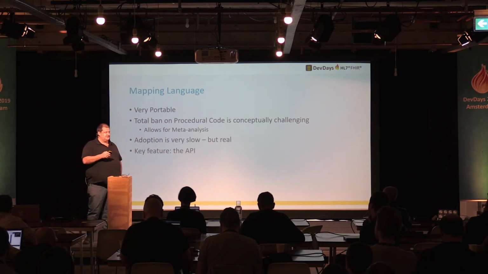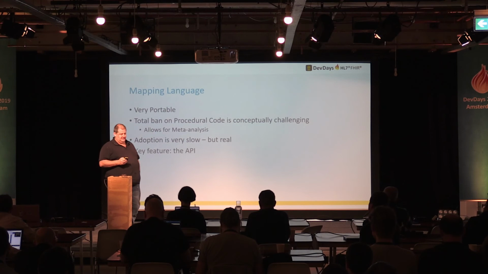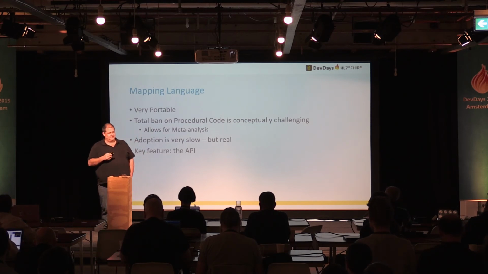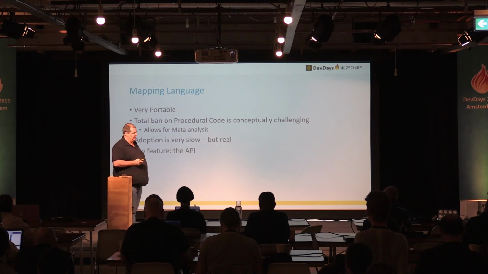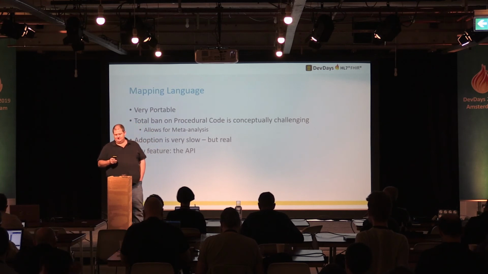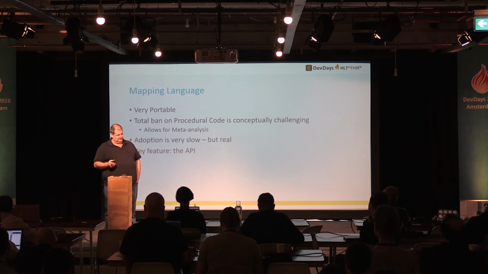But because there's a ban on procedural code, it requires you to think differently, and it requires you to commit to those goals and to those outcomes, and so adoption is pretty slow. And we're sitting watching that, wondering whether that means that we did the wrong thing. But actually, the adoption is real, and the libraries are starting to come and so forth.